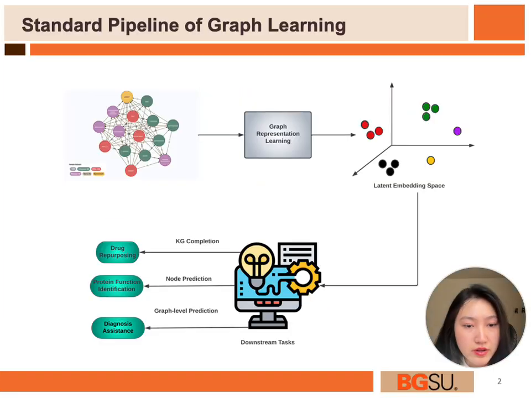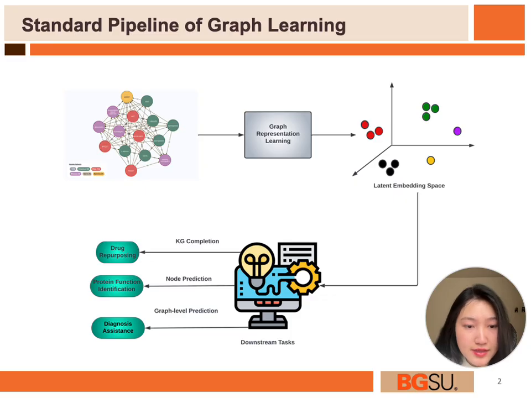Before delving into graph learning, let's first examine the standard pipeline most graph learning methods follow. The process begins with a static representation of the graph, where the structure, nodes, and edges are predefined. Models are then designed to capture the relationships within the graph and generate embeddings that represent these components in a latent space. These embeddings are utilized for various downstream tasks, including knowledge graph completion, node prediction, and graph level prediction.